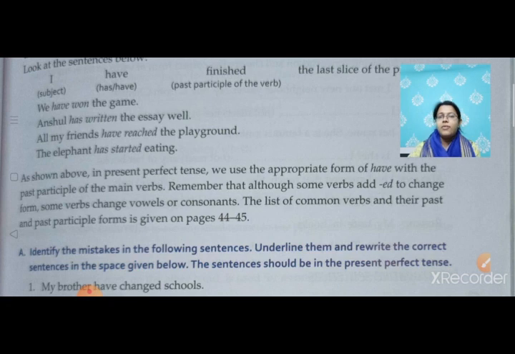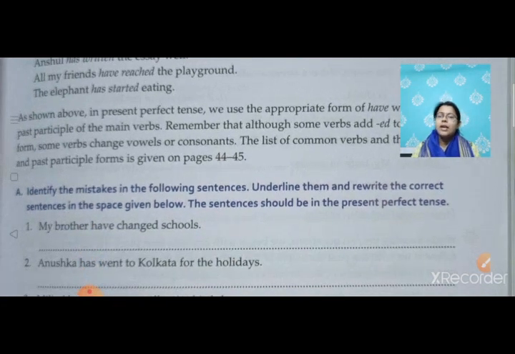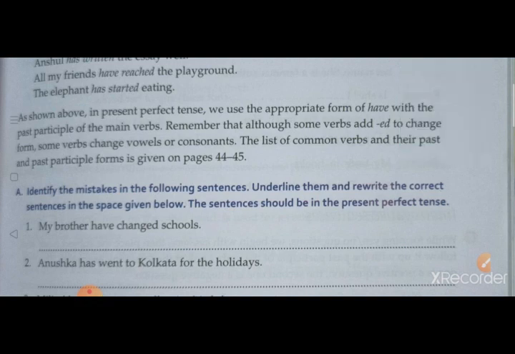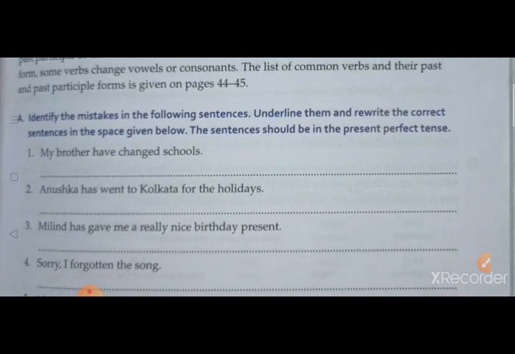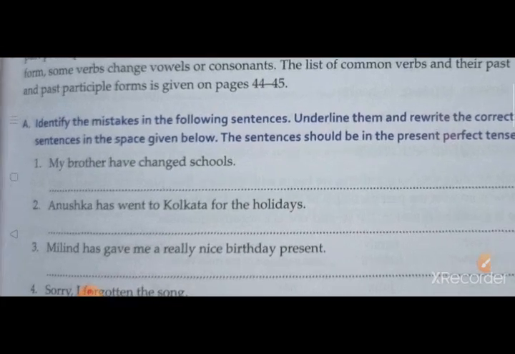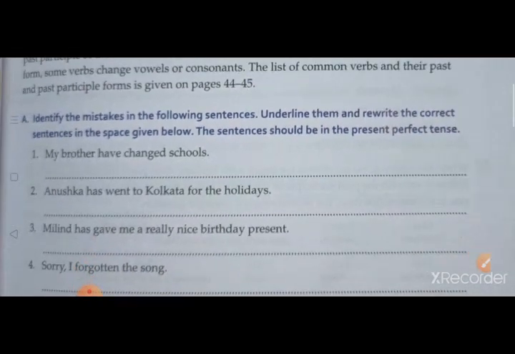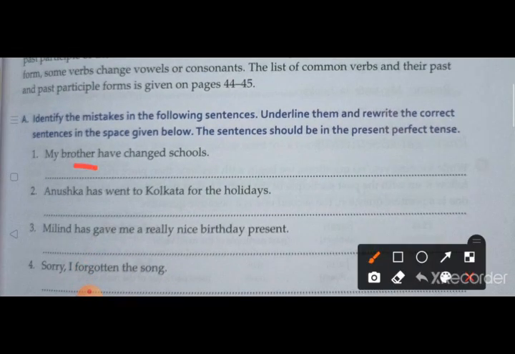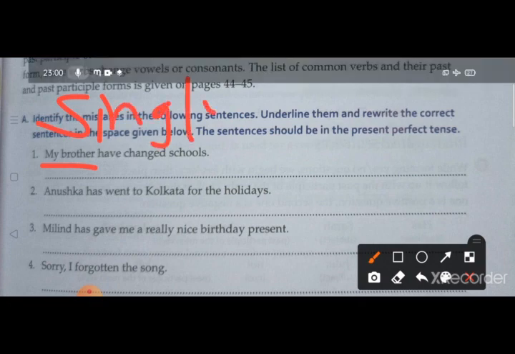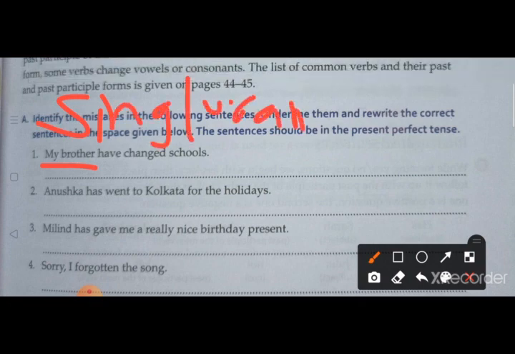Now let's identify the mistakes over here and underline them and rewrite the sentence in the given space below. My brother have changed schools. So students, what do you think? What is the mistake over here? Let's see the subject first. Here the subject of the sentence is my brother, which is singular and it represents third person, right?